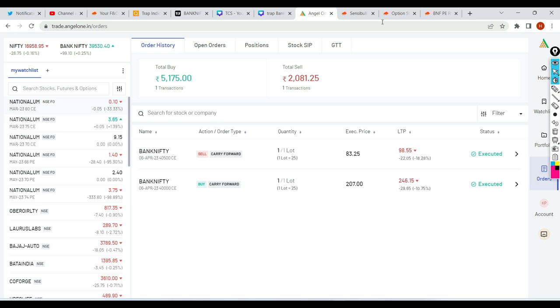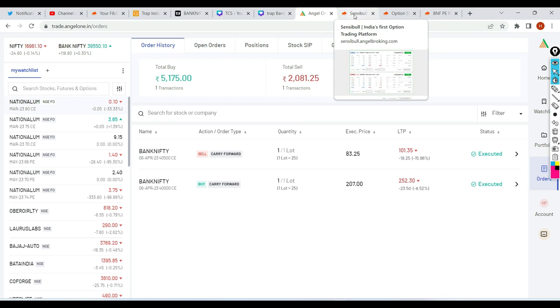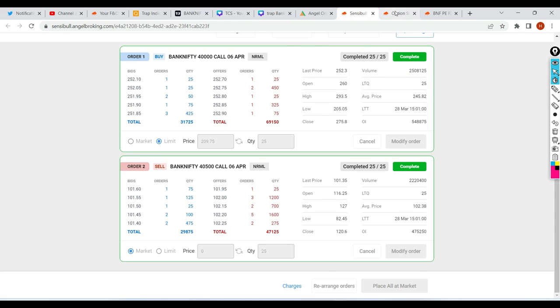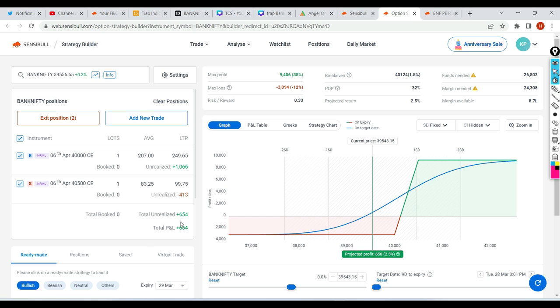Many of the YouTubers just show it in Opstra. Even I can go to Opstra based on my comfort level. I can do all the adjustments and just make a video. So there is no trust factor, and the emotion and psychology don't come into the picture. This is my real trade, guys. Yes, this is running. Check this now.